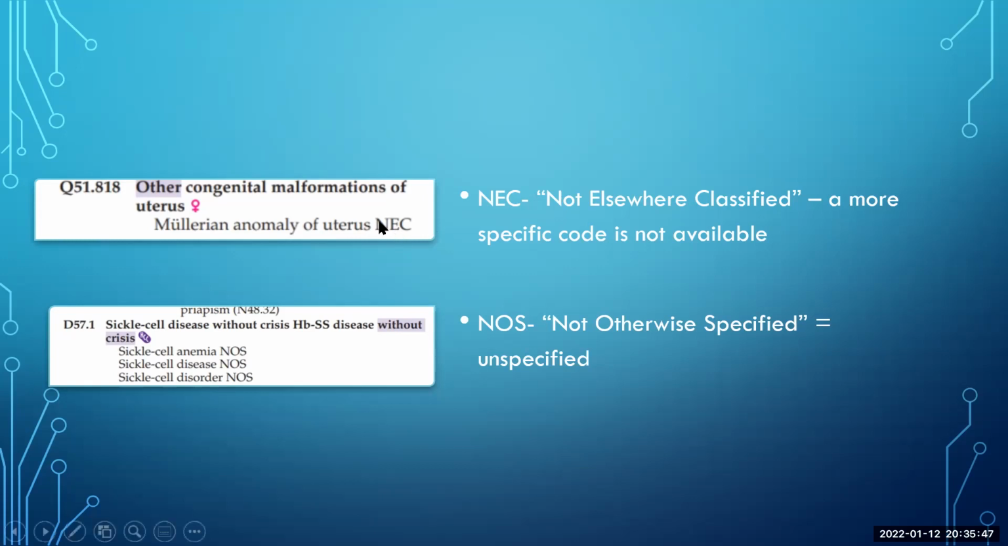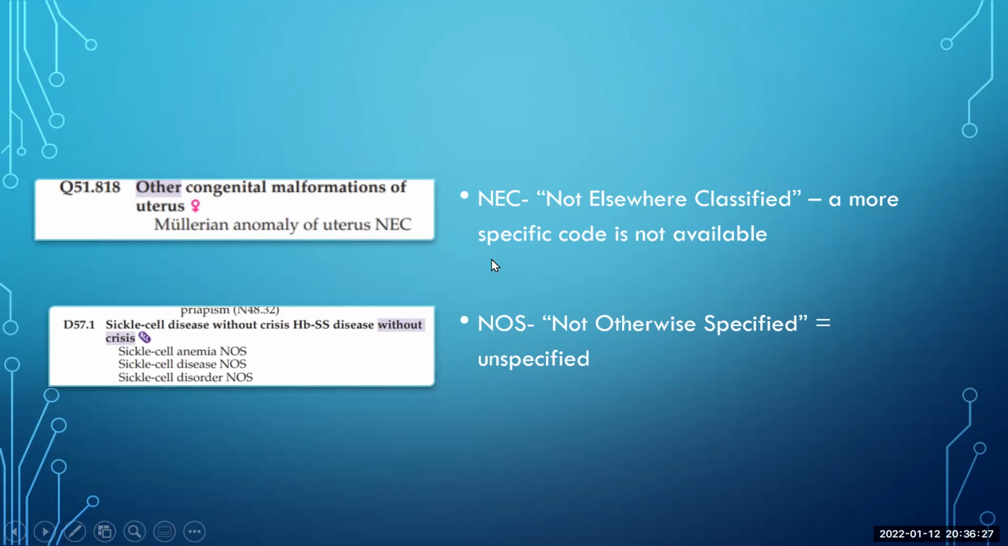All right, so as you can see here, we have a more general code here, it's other congenital malformations. So that's going to be kind of a catch-all code, all other congenital malformations of the uterus. And then the specific anomaly is marked as NEC. So if you have this anomaly, which I'm not going to try to pronounce, it would be covered under this code. All right, so that's what NEC means. So it means there's not a specific code for this diagnosis, but you can use this code as kind of a catch-all.